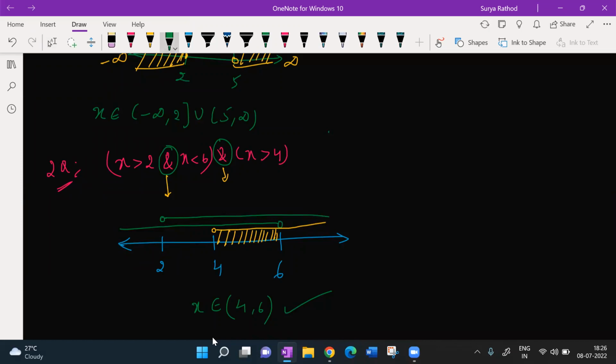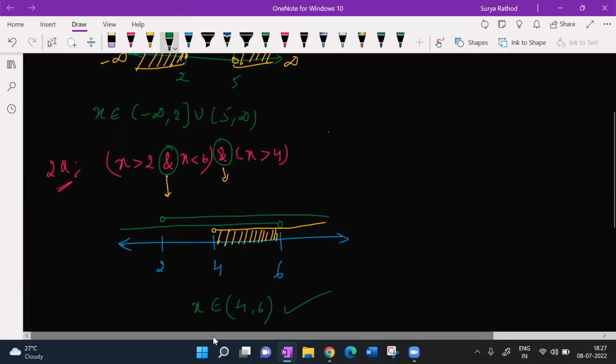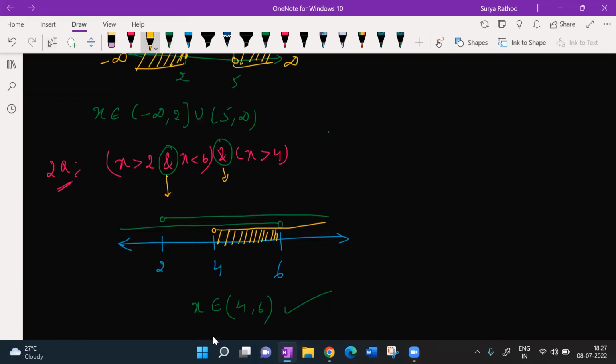Sir, can't we just write that it is equal to 5? Sir, can we write x is equal to 5, because it is greater than 4 and less than 6? Greater than 4, less than 6. But it is greater than 2 also, right? You understand my point? Greater than 2 also, right?